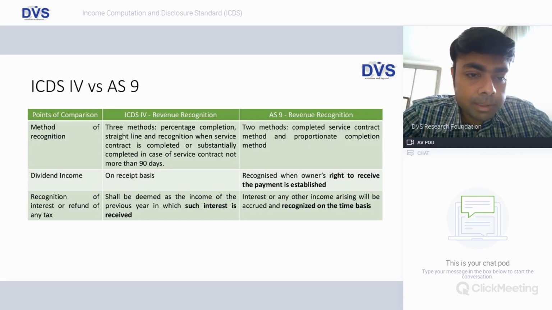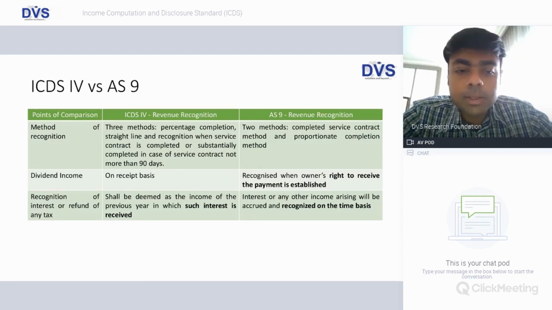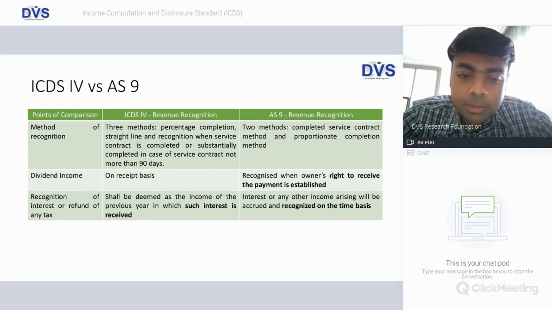What are the methods? When it comes to income tax, we have three. We saw percentage completed, completed contract, as well as straight line basis. But completed contract is only for smaller transactions where the time duration for completion is not more than 90 days. When it comes to AS 9, we have only two: percentage completion and proportionate completed service and proportionate completion. Dividend income only on receipt basis, where the owner's right to receive is established.